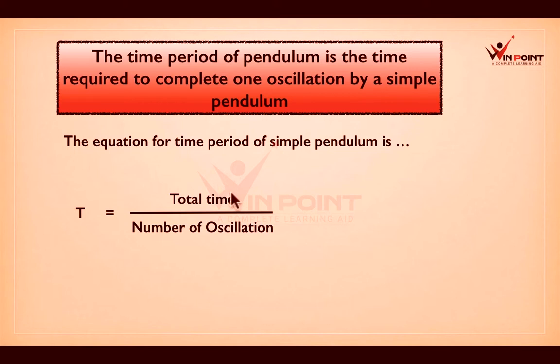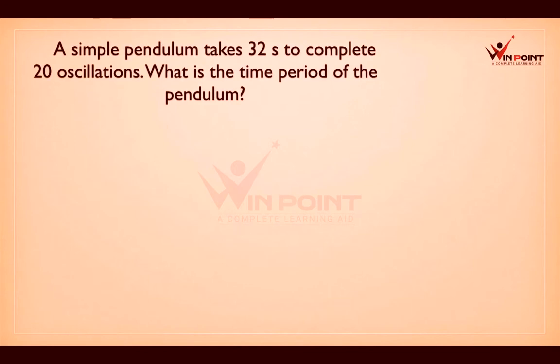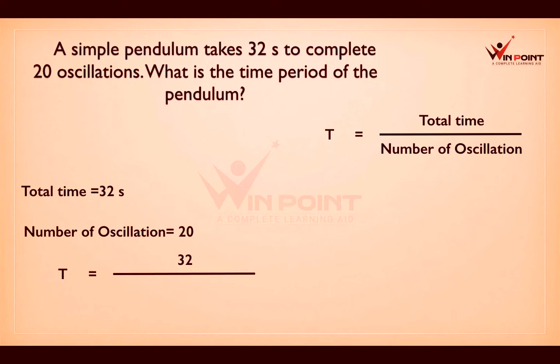What is the total time? Total time is 32 seconds. In that question, total time is 32 seconds and the number of oscillations is 20. Then we are substituting those values here. T is equal to 32 upon 20, equal to 1.6 seconds.